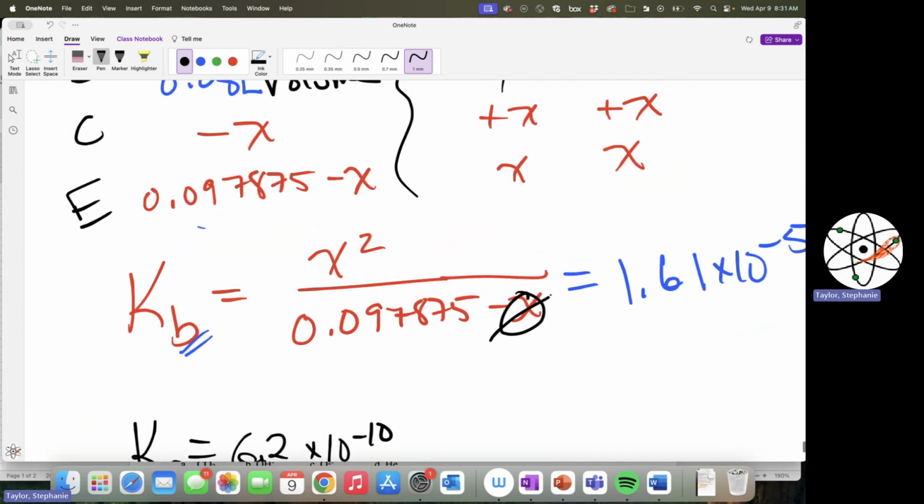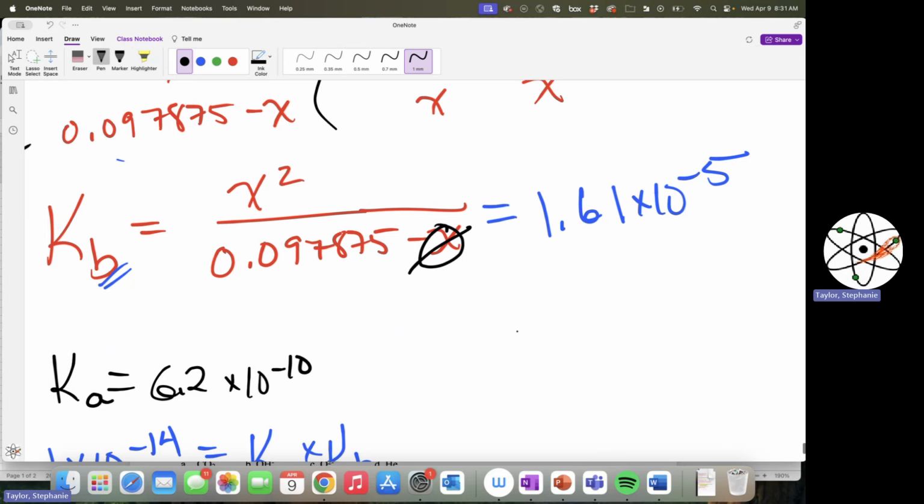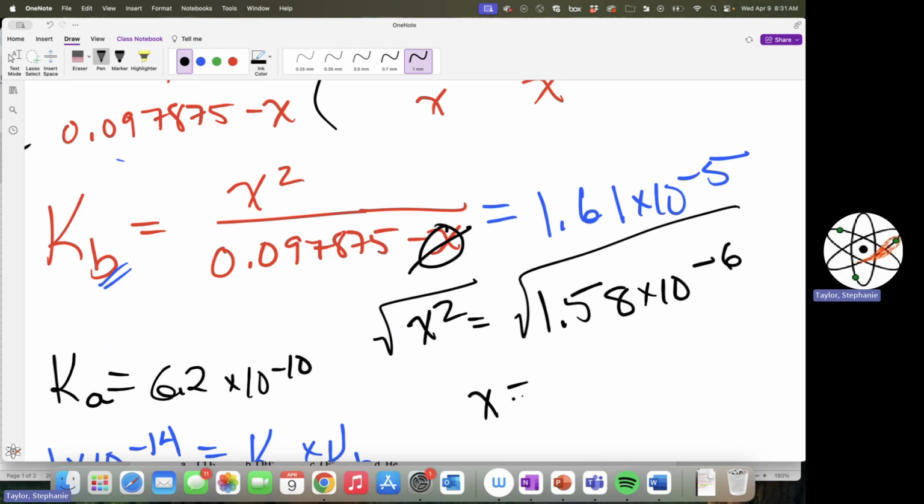So this subtracted x is therefore 0, so I can just continue to solve. I've got my Kb, and I'm going to multiply it times the initial concentration. So I get something like x squared is equal to 1.58 times 10 to the negative 6. And then I'm just going to square root both sides, and I get x is equal to 1.26 times 10 to the negative 3.